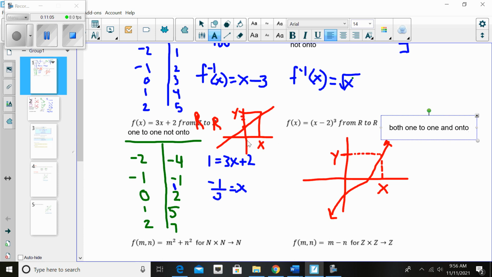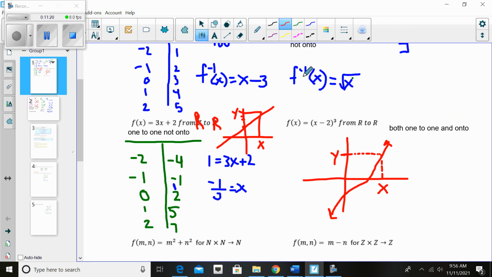So looking at the graphs can be very helpful. And again, we can see the changes from which sets we're mapping from and to. If I were doing this from Z to Z, it would still be 1-to-1, but I wouldn't be able to output every possible integer from this. And therefore, it would not be onto.